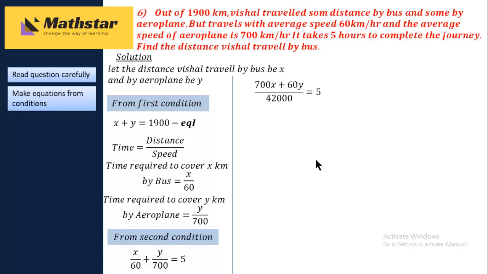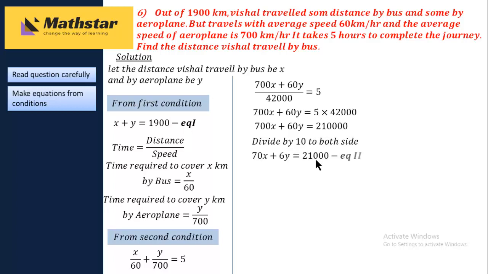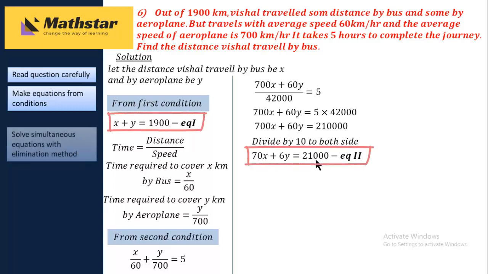Then shift 42,000 from the left to the right side. So it changes its place from denominator to numerator. And we get 700x + 60y = 5 × 42,000. Now multiply it. But all terms can be divided by 10. So divide by 10 on both sides and we get 70x + 6y = 21,000. That is equation 2.